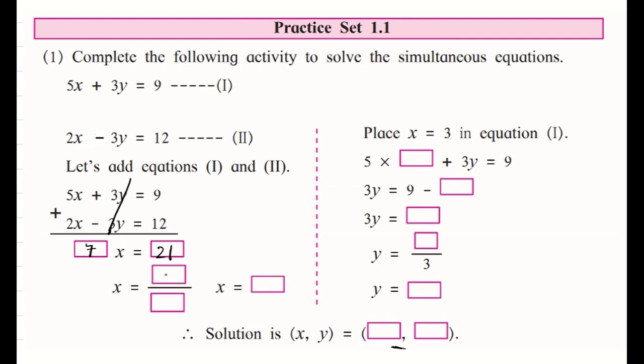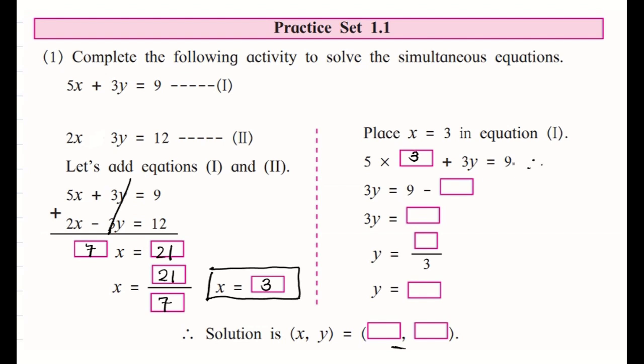So this 7 will get shifted to the other side. We are left with 21 upon 7. On dividing this 21 by 7, we get 3. So here we are getting value of x as 3. Now place x equals 3 in equation 1. See the equation 1, 5x plus 3y equals 9. So instead of x, we are going to write 3. So this 3 will come over here.